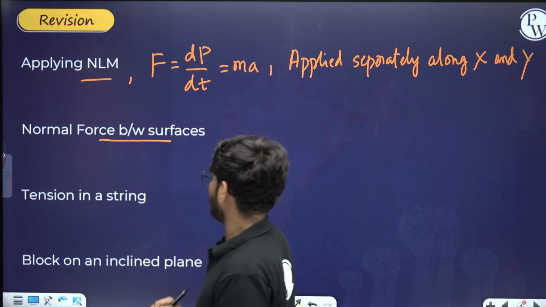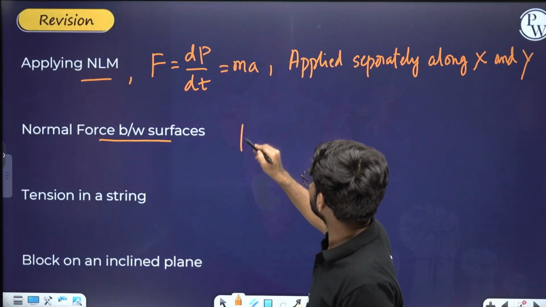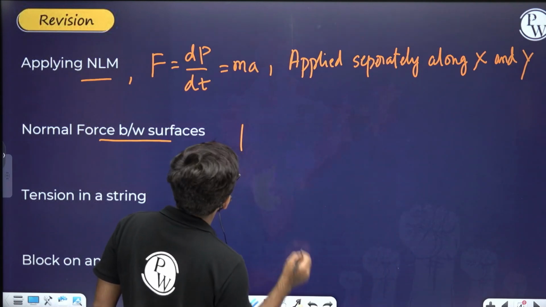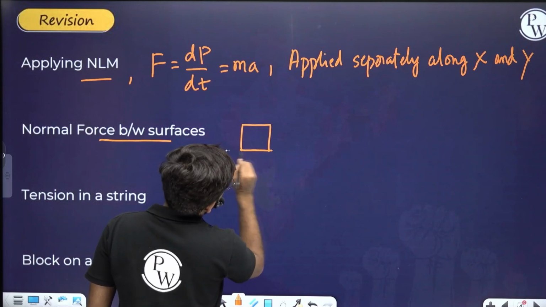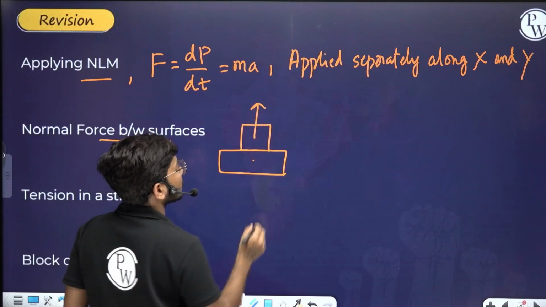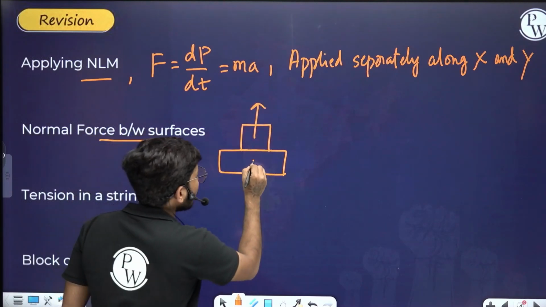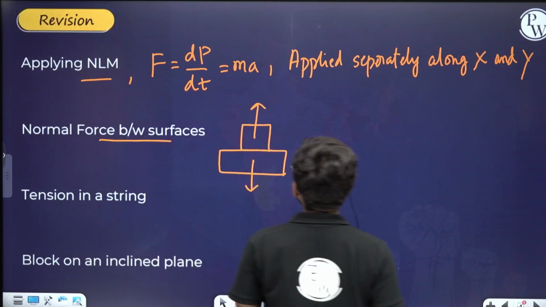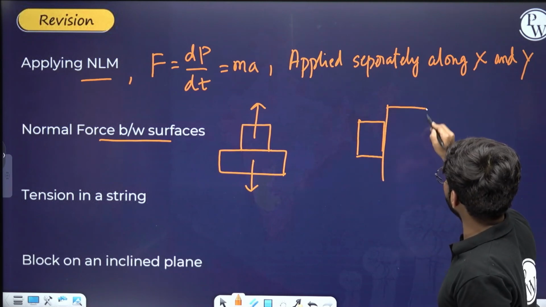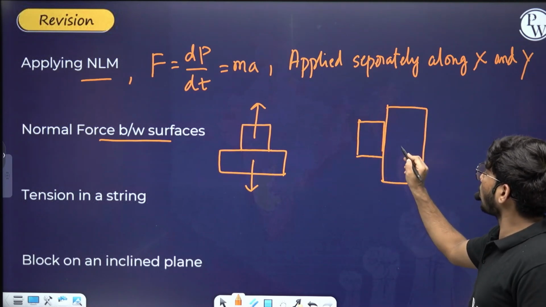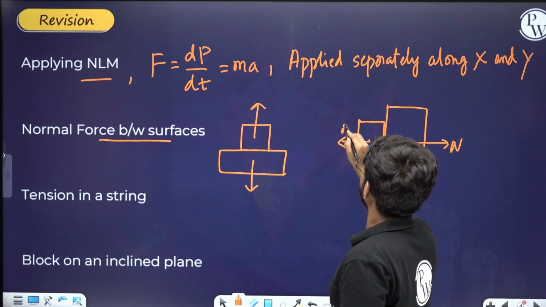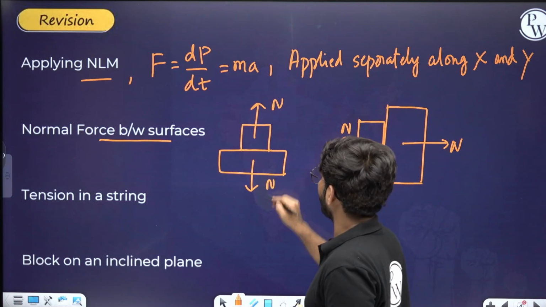We also discussed normal forces between the surfaces. When we take two blocks, a block on block, this one will apply normal reaction on this block in this direction. In reaction to that, this block will apply normal reaction on this one in this direction. Similarly in another condition, when block surfaces are in contact, this block will apply normal on this one in this direction, and on this one normal is in this direction. These are all normal reaction forces.